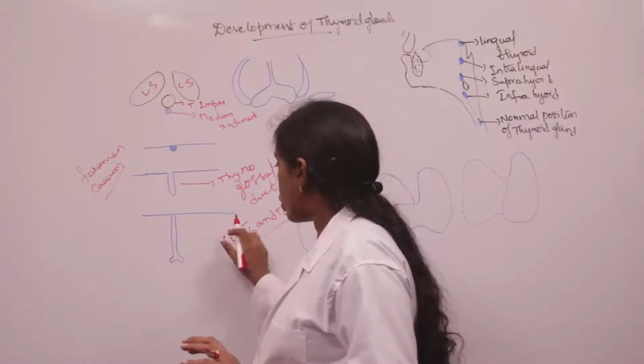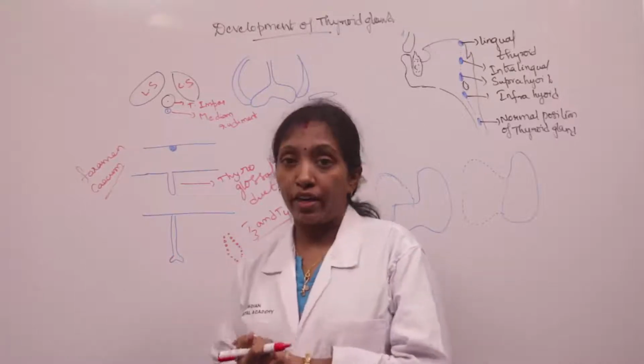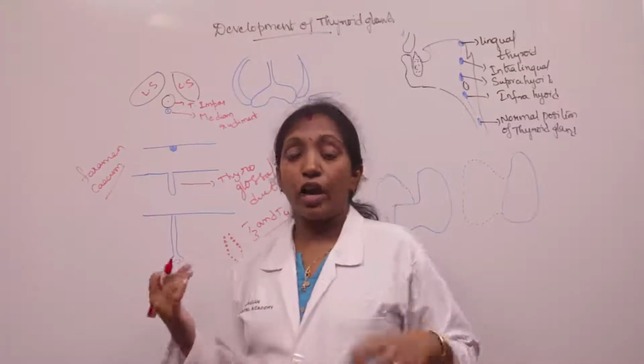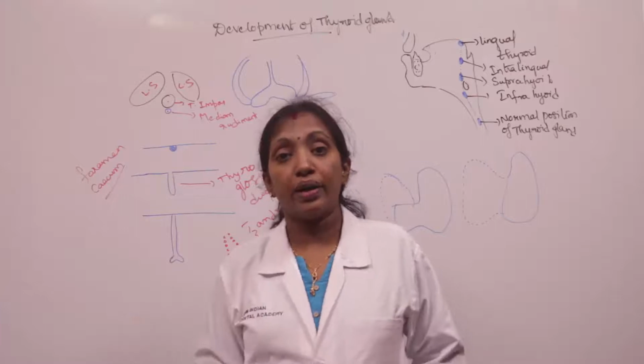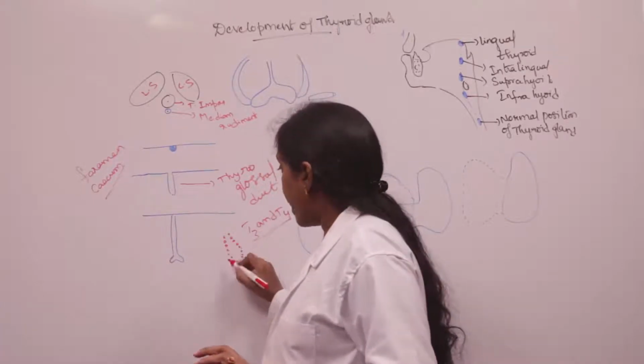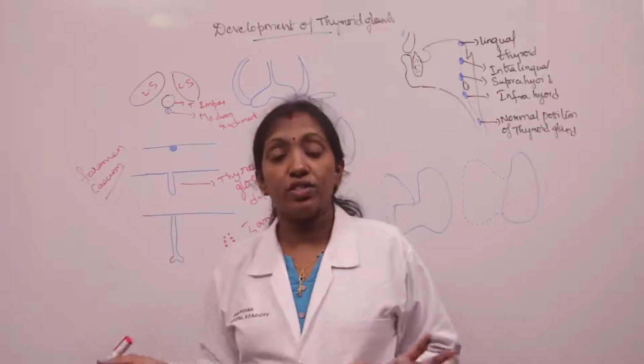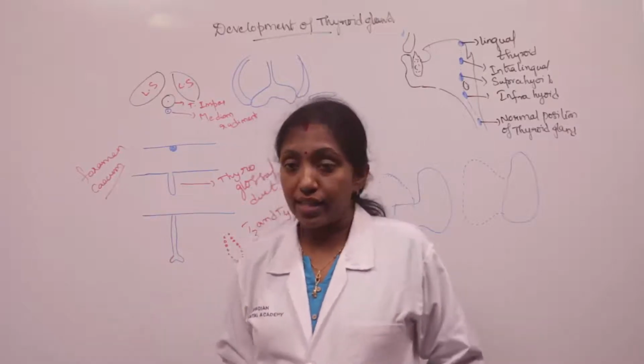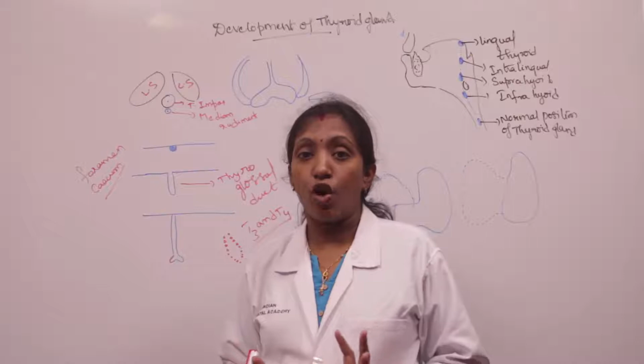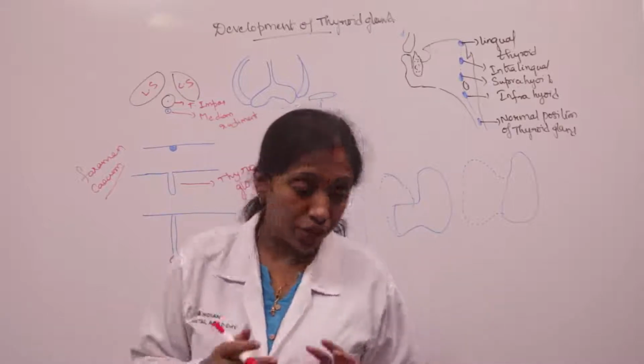And this bilaminar cords of plates is occupied by colloid. Then we call them superior thyroid follicles. These primary thyroid follicles, or superior thyroid follicles, again undergo budding with each other and form secondary follicles. Thus the entire thyroid gland is formed.